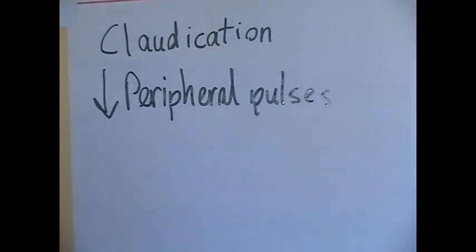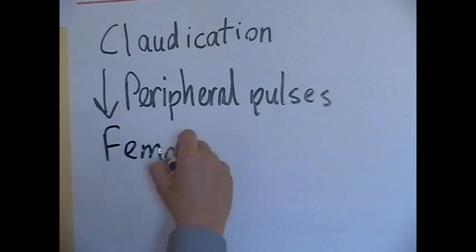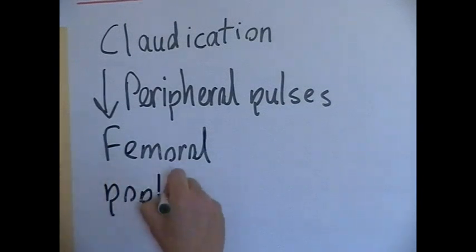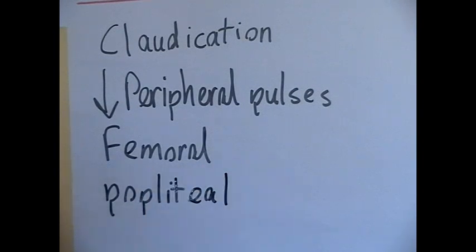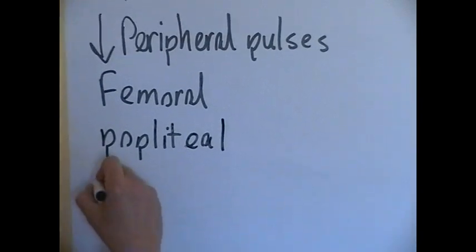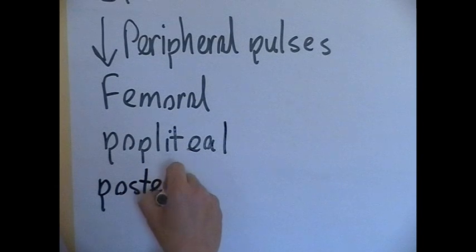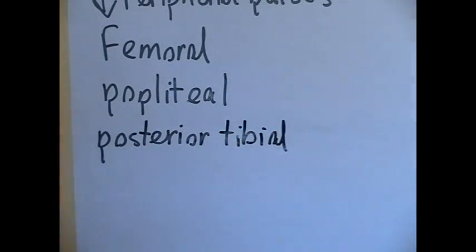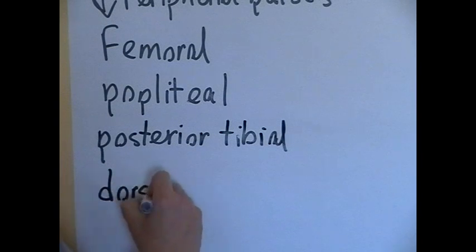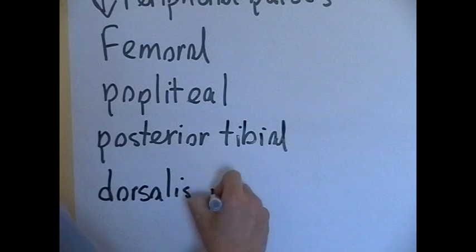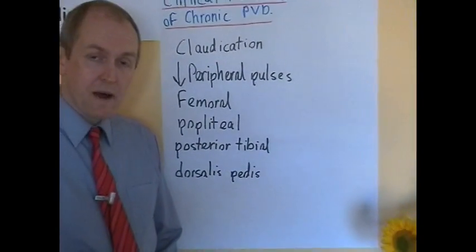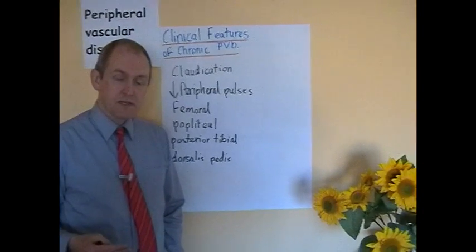And the pulses we're thinking about here, well, firstly there's the femoral. Further down the leg there's the popliteal. Further down still at the ankle there's the posterior tibial. And then on the foot there's the dorsalis pedis. Now these are the 4 main pulses in the leg that it's useful to learn to palpate.